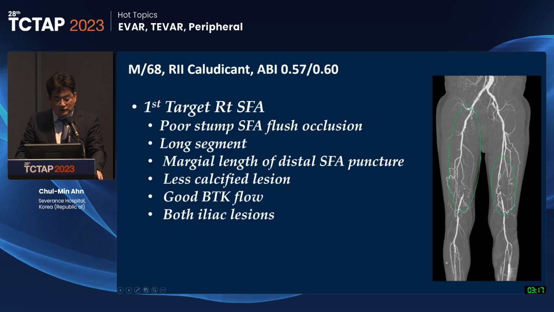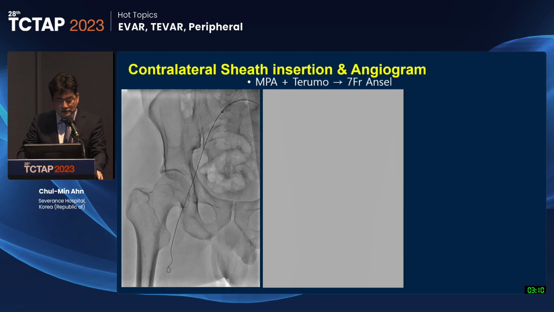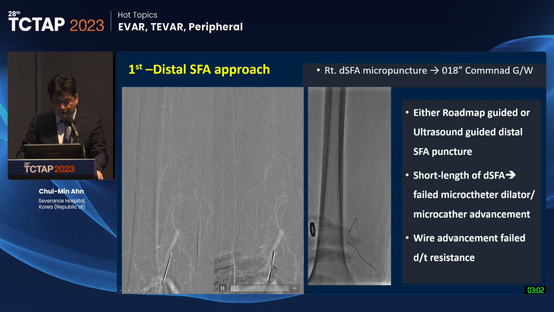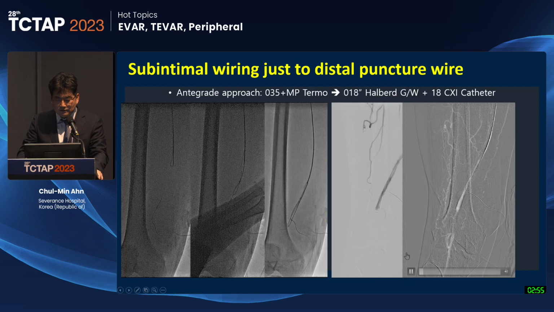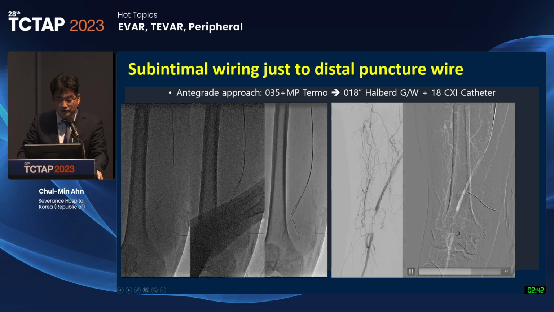This case was a very long case. First, the right side was a long segment with a very poor stump. Anesthesia was given, and it was approached contralaterally, with distal puncture first. Then the retrograde wire did not pass through easily, so we performed bidirectional subintimal and intraluminal retrograde wiring for this region. Finally, the hard wire penetrated to the distal portion.